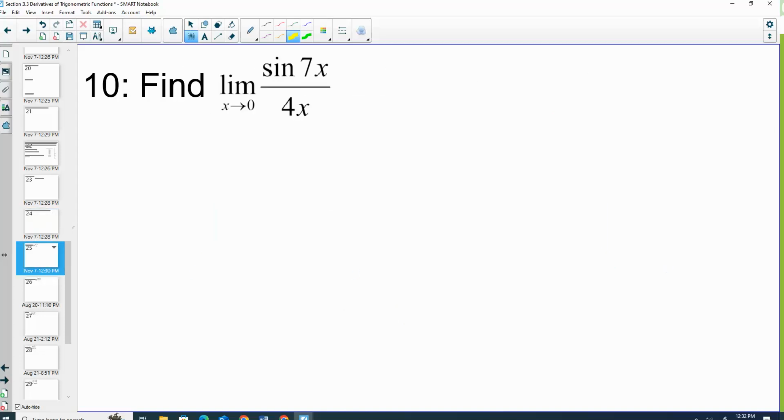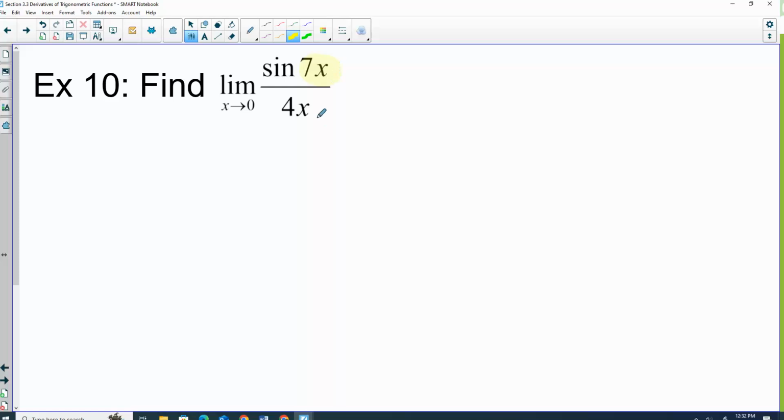If I just tried to plug in 0 here, I would get sine of 0 divided by 0. Can we do that? No. If I can get the argument to be the same thing that's on the denominator, then we can simplify it. So, let's think about rewriting this.